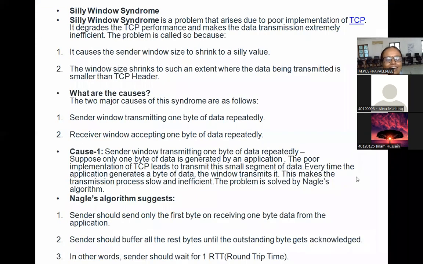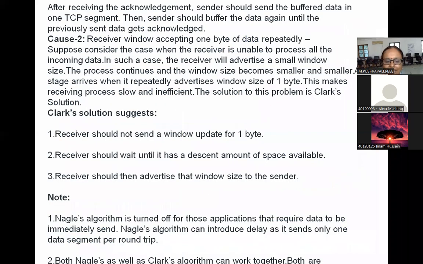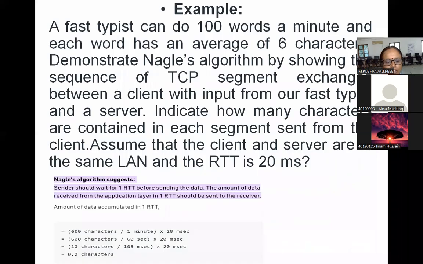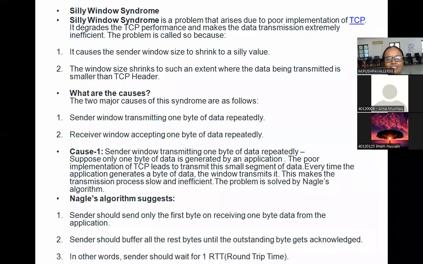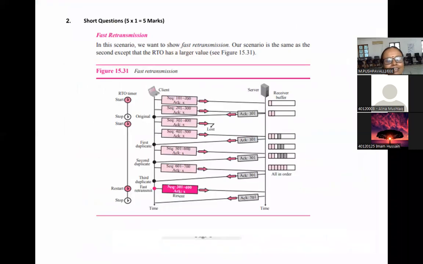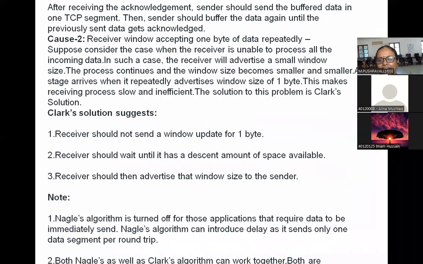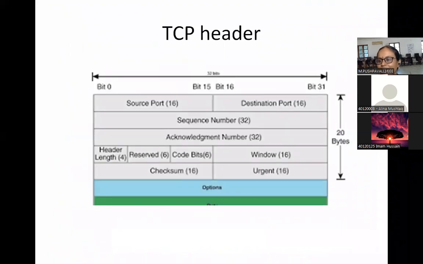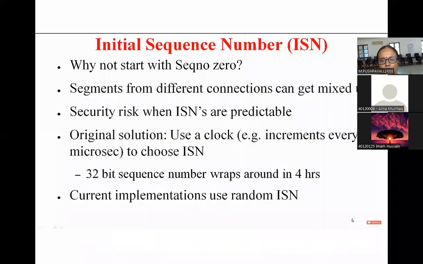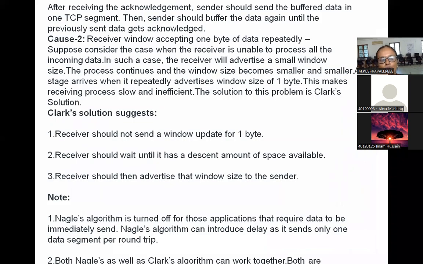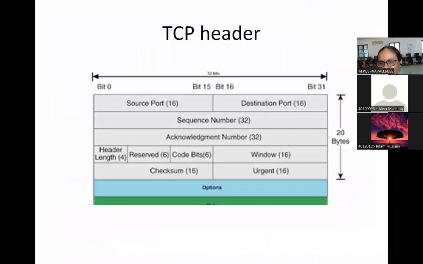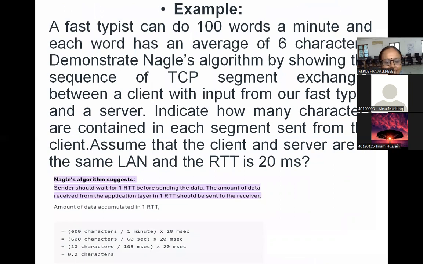Okay, and I think ma'am told you about the silly window syndrome, Nagle's algorithm and Clark's solution and all. So one more example. I think one more question is about this calculation, the 9th and 10th. What is the need for Nagle's algorithm? That's why I gave this silly window syndrome problem, waiting for too many acknowledgements. It's not everything, so these are the reasons I gave you. You may refer to it and give me the answer for this question. It's a completely theoretical part.